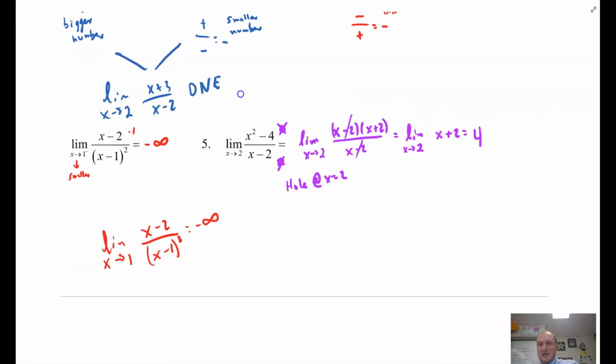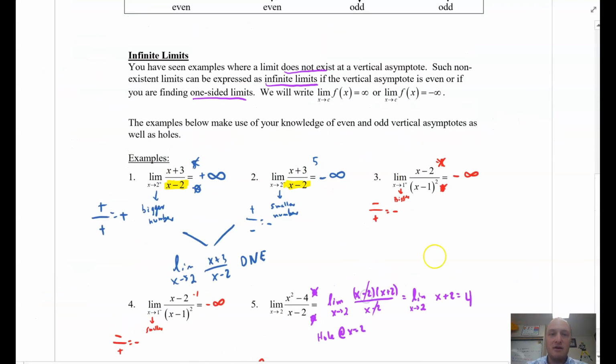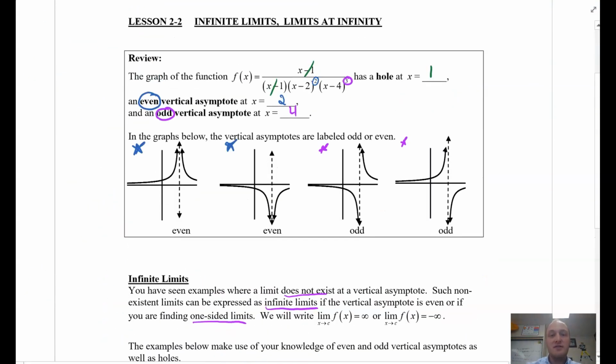So there you have it. This is infinite limits. We talked about even vertical asymptotes, odd vertical asymptotes, and how we discuss the limits at these infinite areas.